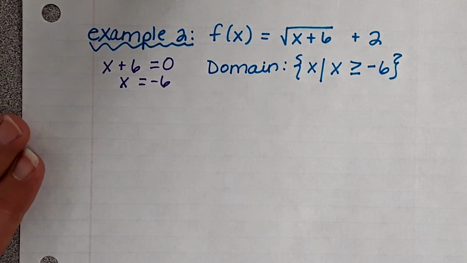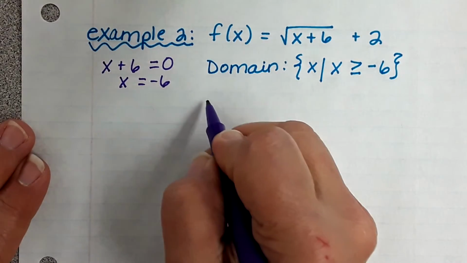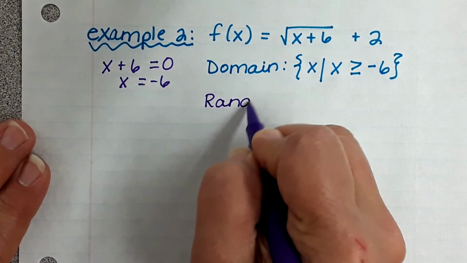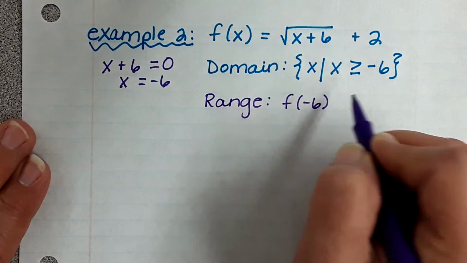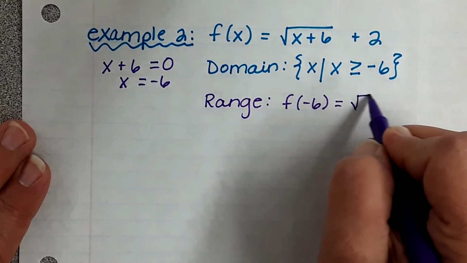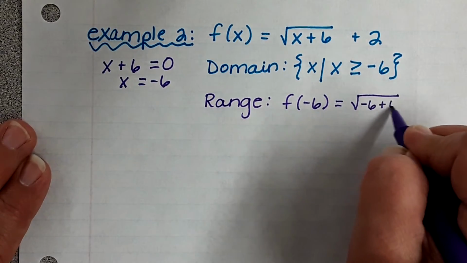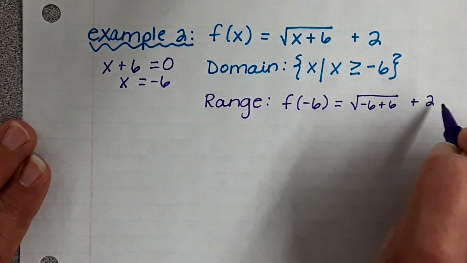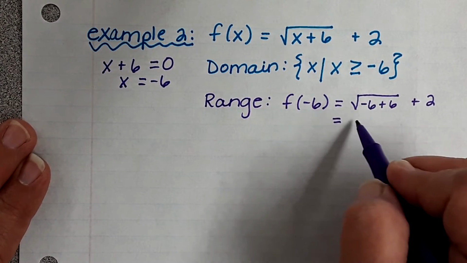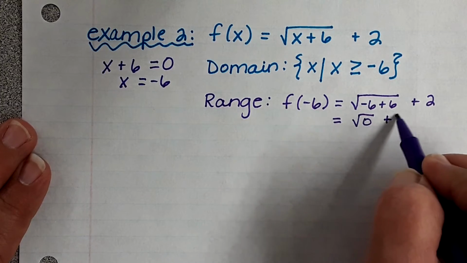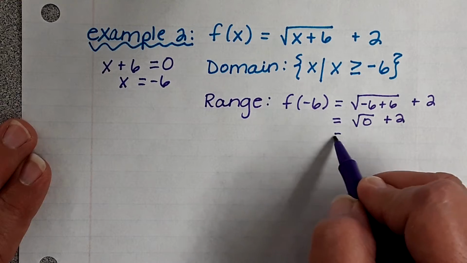Now, to find my range, what I do is I'm going to take this negative 6 and plug it into the equation. So to find the range, I'm going to do f of negative 6 equals the square root, and where I see an x, I'm going to put a negative 6 plus 2. Remember that 2 is on the outside. So this negative 6 plus 6 is 0 plus 2. The square root of 0 is 0. 0 plus 2 is 2.